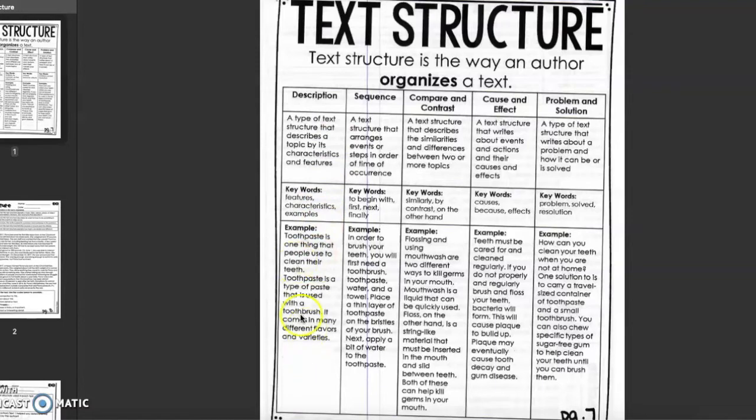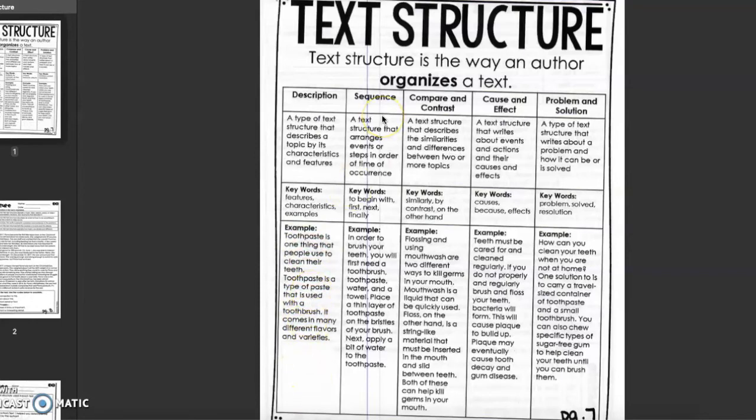Now here's an example of text structure using description. Toothpaste is one thing that people use to clean their teeth. Toothpaste is a type of paste that is used with a toothbrush. It comes in many different flavors and varieties. So what they are doing is they are using descriptions to describe what toothpaste is. That is how they are structuring this passage.